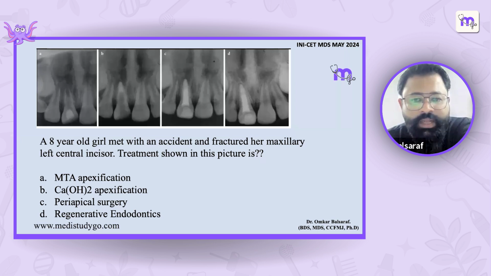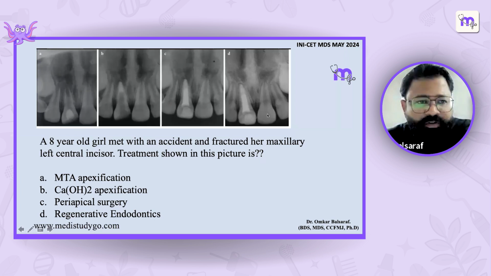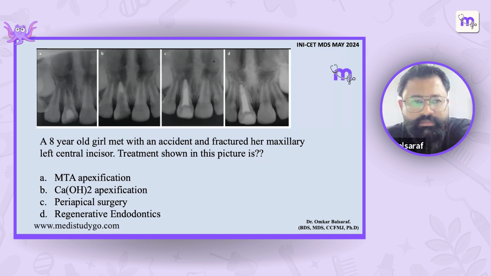Okay. First read the question, go back to the picture, see what all things you can find there. I can find an open apex here. I can see some kind of treatment being done here. Then I can see something that is being done here. Okay, so this is a progressive picture of some kind of treatment that is being done. If you follow it properly, you'll get to know what kind of treatment is being done.